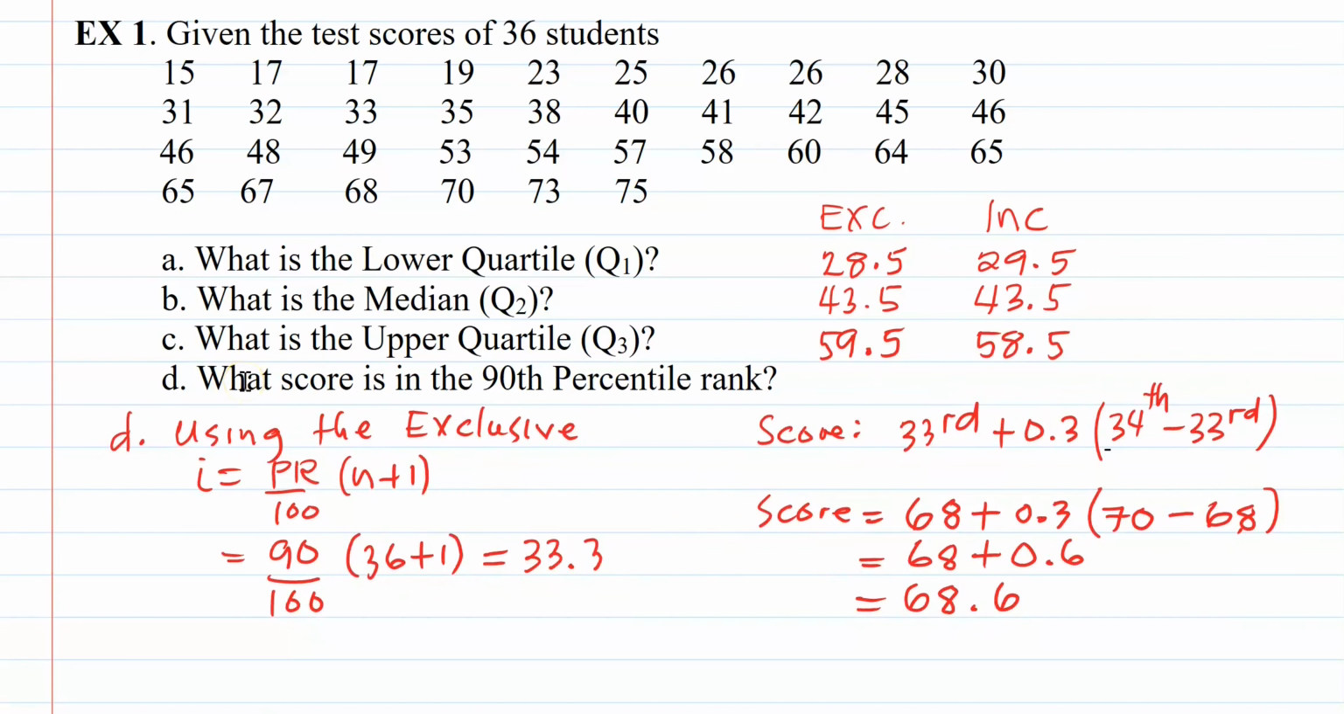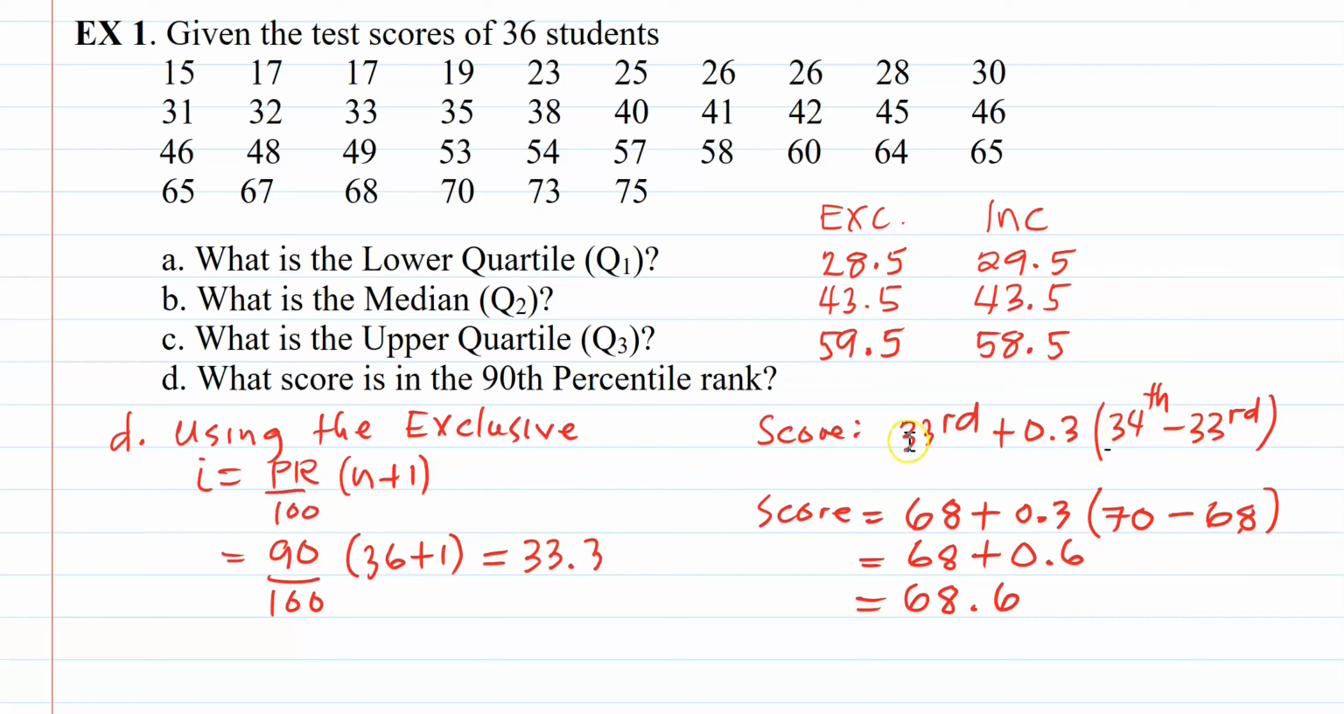Now for question D, we want to determine the score on the 90th percentile rank. So using the exclusive method, our position number I is equal to PR over 100 times n plus 1. And because we want to know the score on the 90th percentile, the PR is 90. So 90 over 100 times 36 plus 1 is 33.3. So the score that we are looking for will be located on the 33rd position plus 0.3 of the difference between the scores between the 34th and the 33rd.